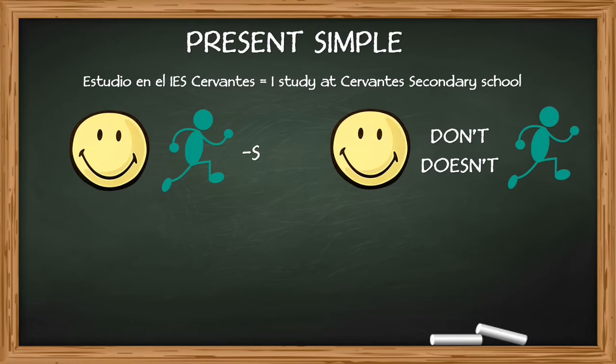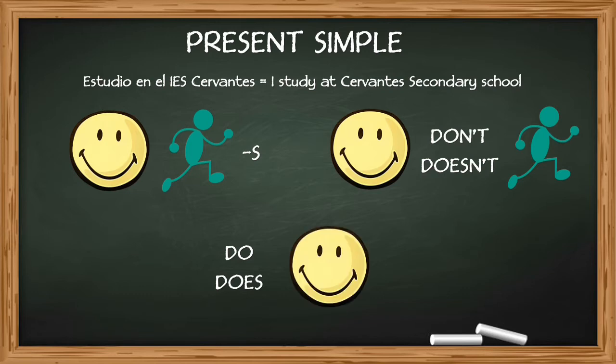And if you want to ask a question, you have to use these two words, do or does. Then you have to say the subject, and after that, the verb. For example, do you live in Madrid, or does he study at Cervantes Secondary School?